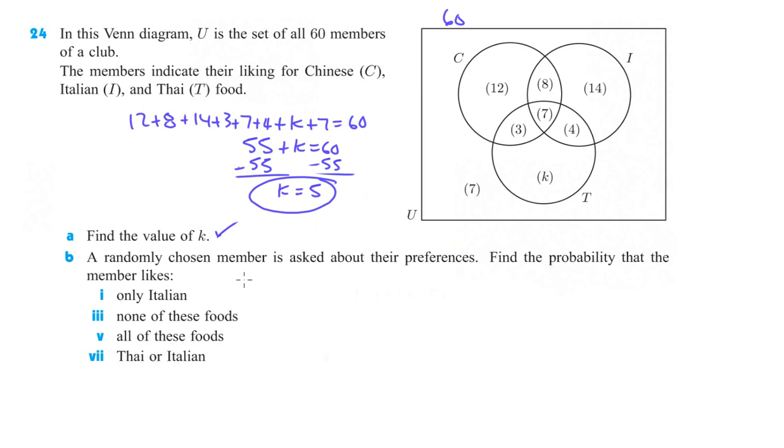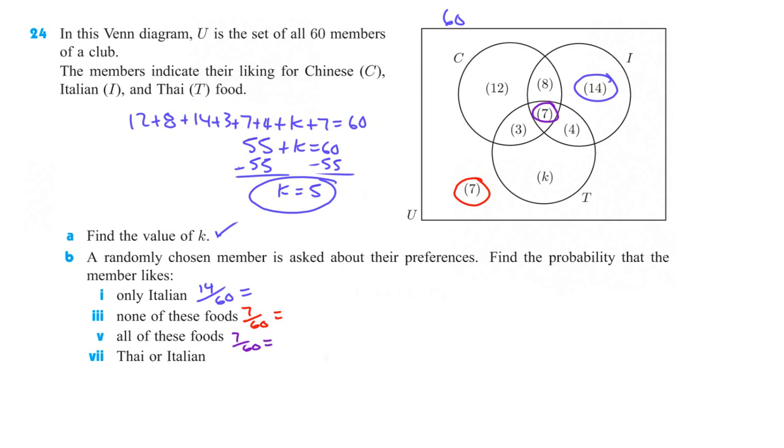A randomly chosen member is asked about their preferences. Find the probability that the member likes only Italian. So that's going to be these 14 out of 60. Okay, so let's do this. I'm just going to set them all up, and then we'll go back later on and calculate them all out. Okay, so how many like none of these foods? That's these 7 out of the total 60. Okay, and then how many like all of these foods? That's this 7 out of 60.